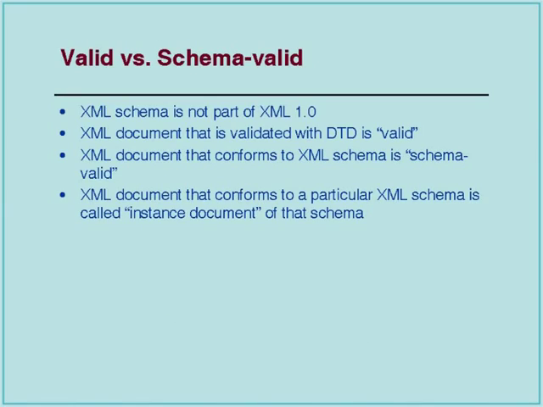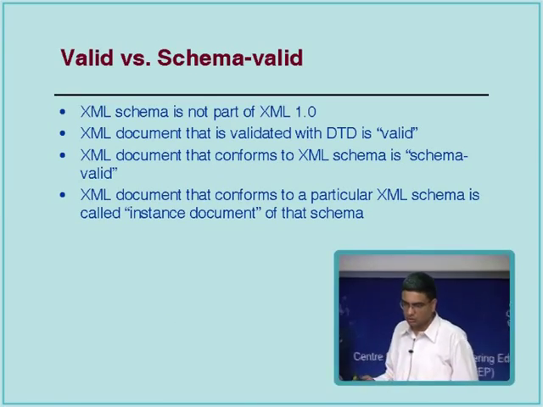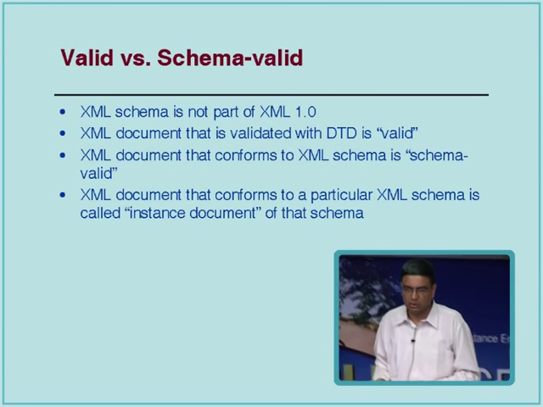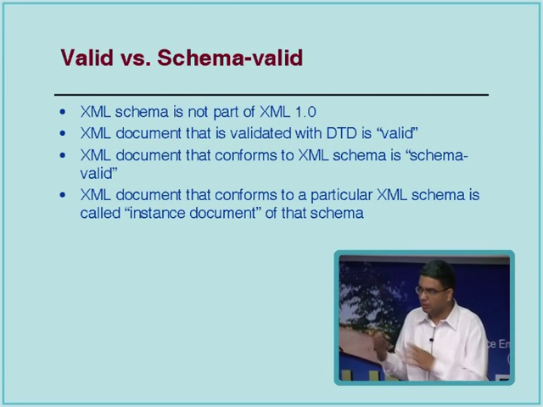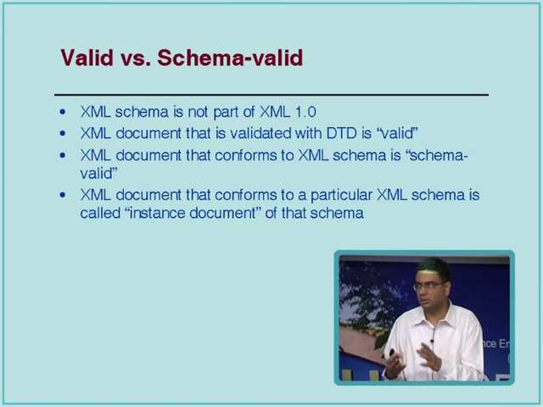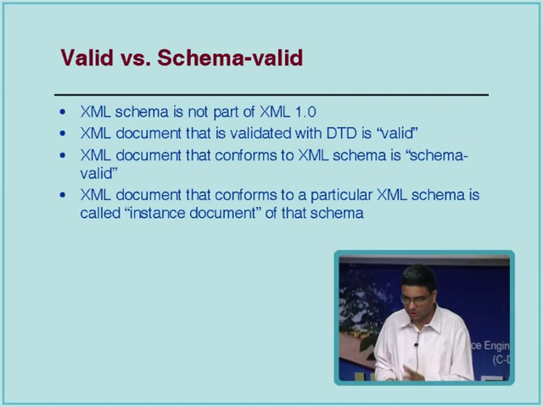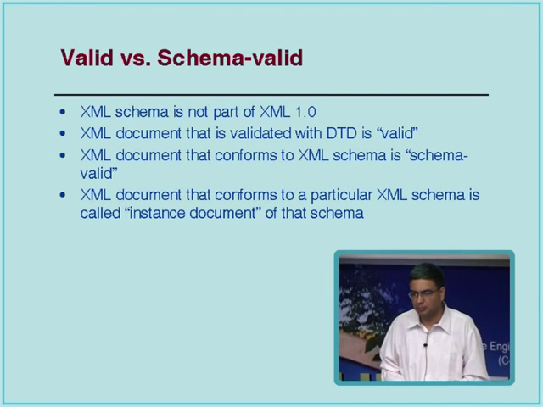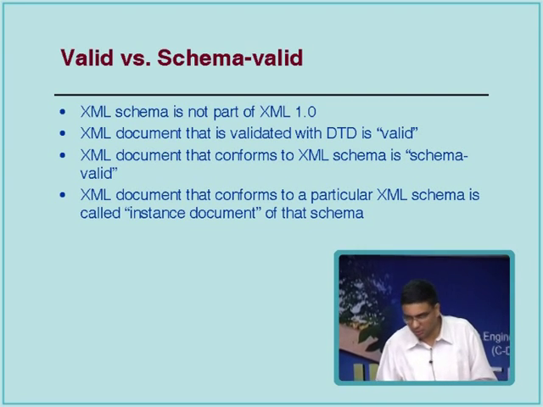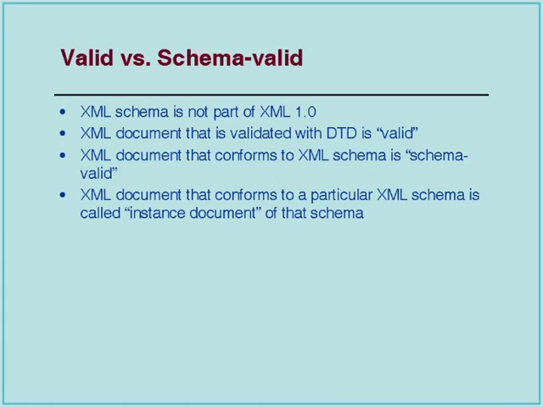So XML schema is not part of 1.0, it came after that. So just valid only means that it is validated with respect to a DTD. So schema valid means that it is validated with respect to a schema description. Okay, the rest of it is similar. So it's very similar to classes and objects in OOD, right? So a class is a template in object oriented design. The schema is a template, and then every XML document is a schema instance, similar to an object.